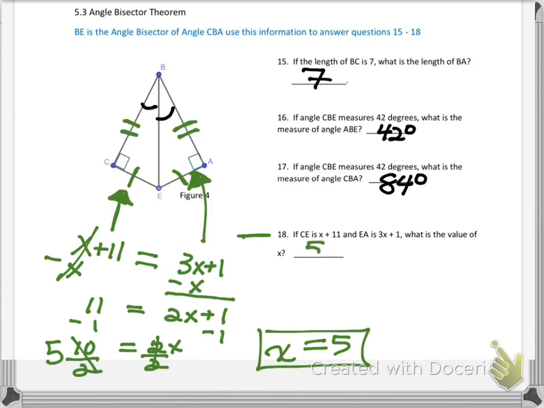Now let's check it. So I'm going to change colors so I can just check. This was x plus 11. If x is 5, 5 plus 11 is 16. This was 3x plus 1. If x equals 5, 3 times 5 is 15 plus 1. It's also 16, so it checks that the two pieces are equal. So x equals 5 is the correct answer, and that completes the review of 5.2 and 5.3.